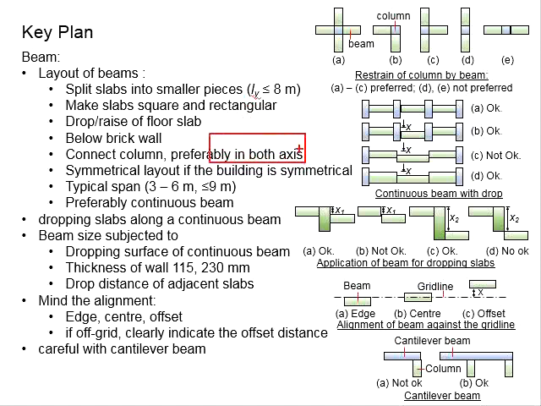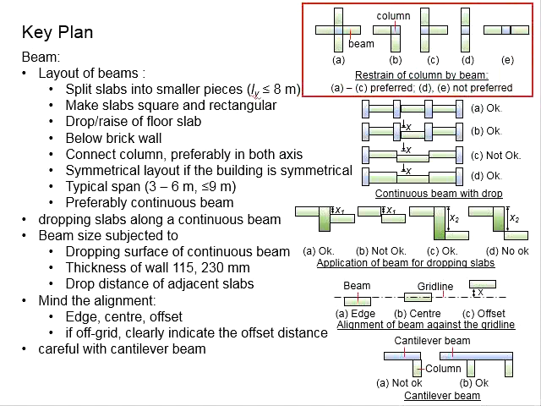Next, the beams are sometimes used to connect the columns, and normally we will prefer the connections to be in two axes, as demonstrated in the diagram here. Let's say this is the column, this is the column, this is the column, here is a column, and here is also a column. The rest will be the beams.